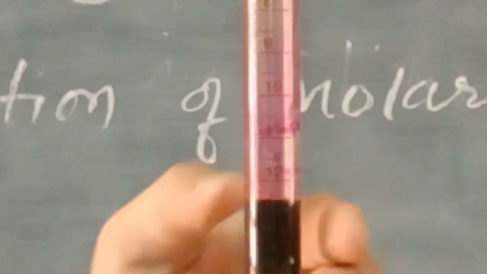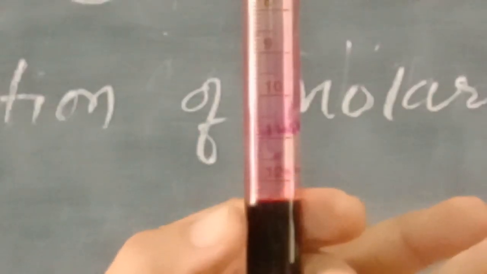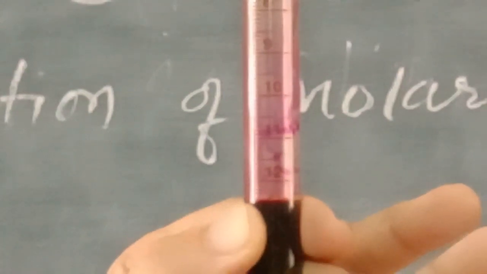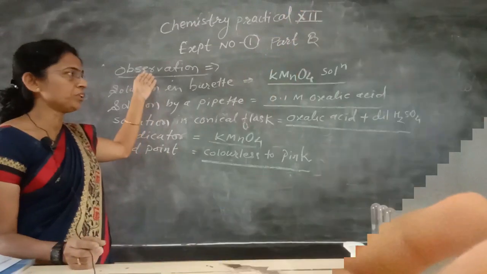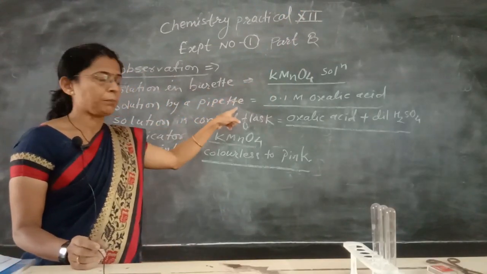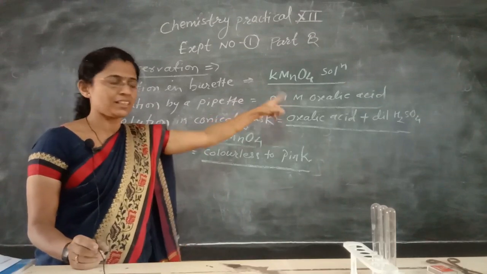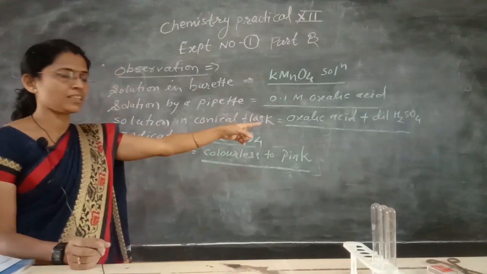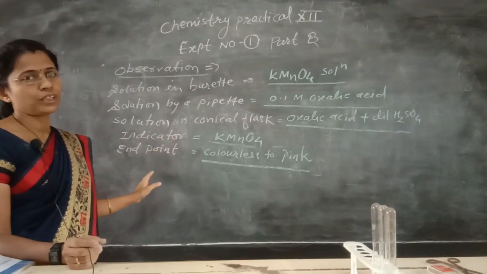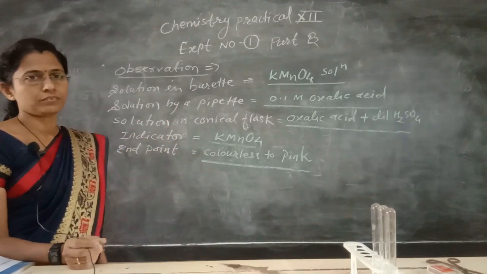See your burette reading. After 12, on the 5th line, the reading is there. So, the reading is 12.5. Note down your observations. Fill the burette with KMnO4. With the help of a pipette, we suck 0.1 molar oxalic acid. In the conical flask, oxalic acid and dilute H2SO4. The indicator is KMnO4 and your end point is colorless to pink.